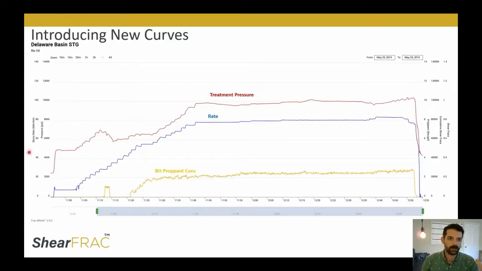So just introduce the curves. Here's your normal pump curve. You've got pressure and you've got rate. And then this is downhole, bottom hole proppant concentration.